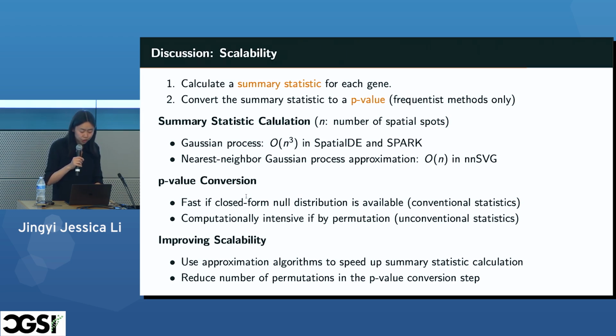For p-value conversion, if the statistic has a theoretical null, like conventional statistics, it's not a problem. You can directly do the calculation. Otherwise, if it's unconventional, you need to add a round of permutation, which can take long. So for scalability improvement, especially if SVG detection is just the first step for screening genes, I think the speed is very important. You don't want to have a too slow method. So approximation algorithms to speed up the summary statistic calculation are for sure important. And also some new strategies to reduce the number of permutations are also very important.